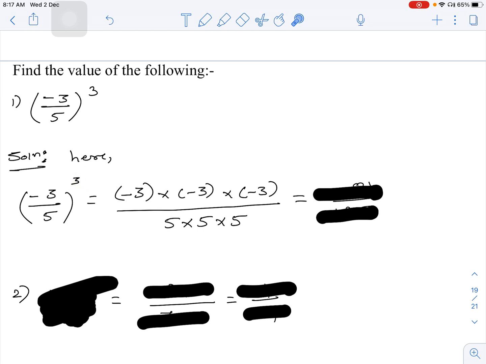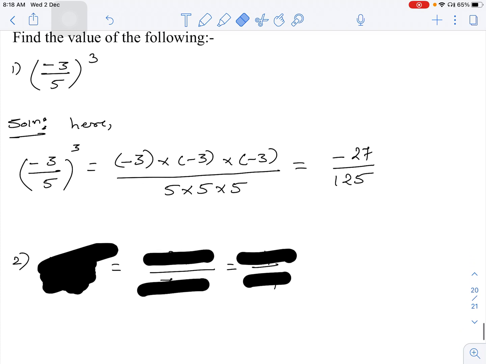When minus 3 is multiplying 3 times, what answer do we get? 3 3s are 9. Sorry, 3 3s are 9, 9 3s are 27. So this will become minus 27, whereas the denominator is 5 into 5 into 5, so 5 5s are 25, 25 5s are 125. Then the next one.